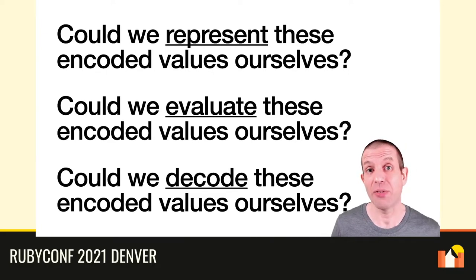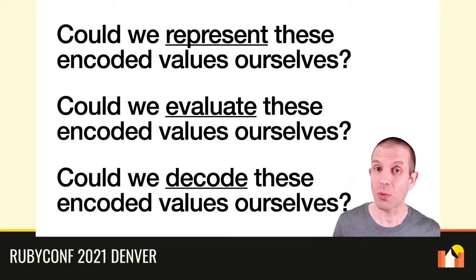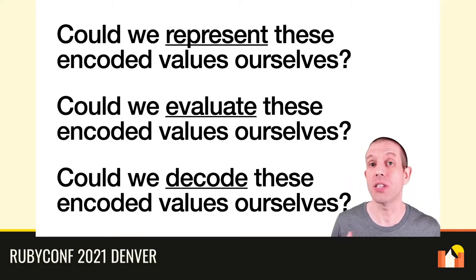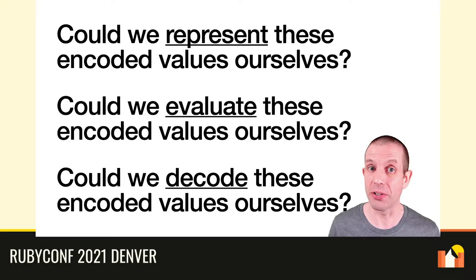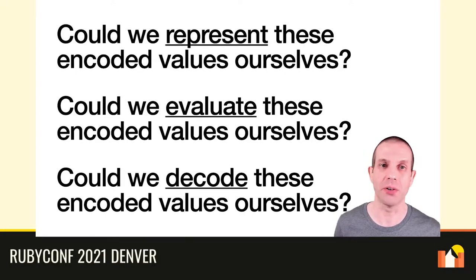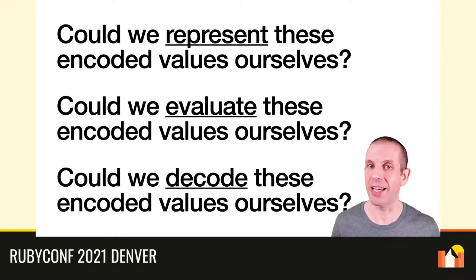And finally, if we do manage to recreate that behavior and perform computations with our objects, can we decode the results back into useful information afterwards? If we could do all three of these things, we'd no longer be relying on Ruby's built-in implementation of procs to bring our encodings to life. We'd have constructed our own implementation that we can understand and control, and I think that would be pretty cool.